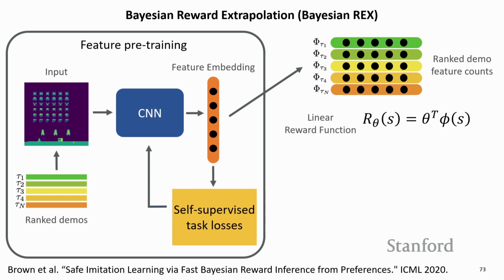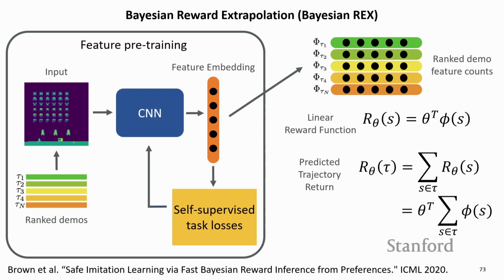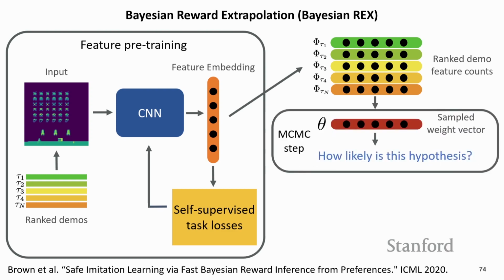The reason this is important is because we have a linear reward function. If we look at the predicted return for a trajectory tau, we have to sum up all of the states in that trajectory. If we put in the linear reward function, we can pull out the theta vector, and really all it is is a dot product. To predict a trajectory's return, we just take our weight vector hypothesis and take the dot product with the expected feature count vector. And what's cool is this makes our inference really fast.